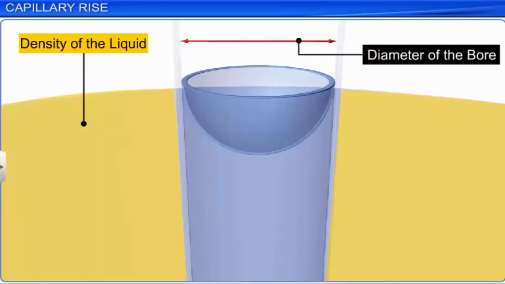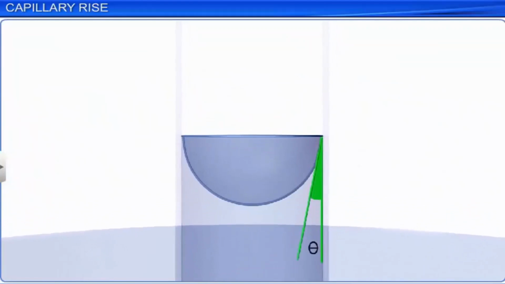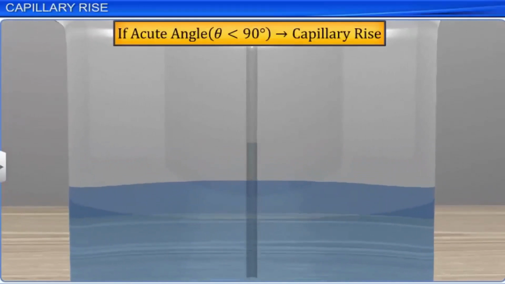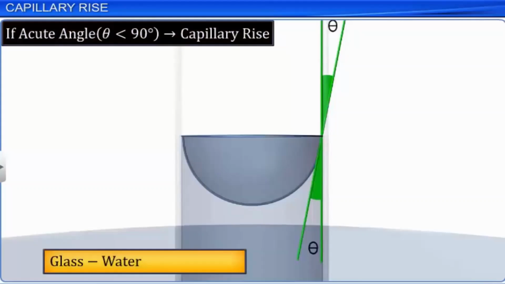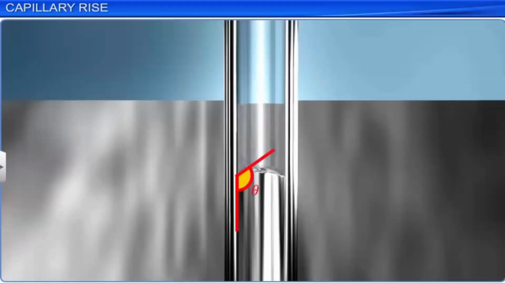If the angle of contact of the liquid with the surface of the tube is an acute angle, there is a capillary rise. The rise of water in a glass capillary tube is an example of this. The angle of contact for the pair of materials, glass and water, is an acute angle. In the case of the pair of materials, a glass capillary tube in mercury, the angle of contact is an obtuse one, and hence there is a capillary fall.